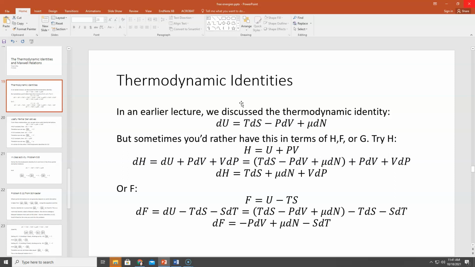Now, you can see things cancel, right? The TdS cancels out with the minus TdS. And so what you end up with is dF is minus PdV plus mu dN minus SdT. So there's your thermodynamic identity for the Helmholtz free energy dF.